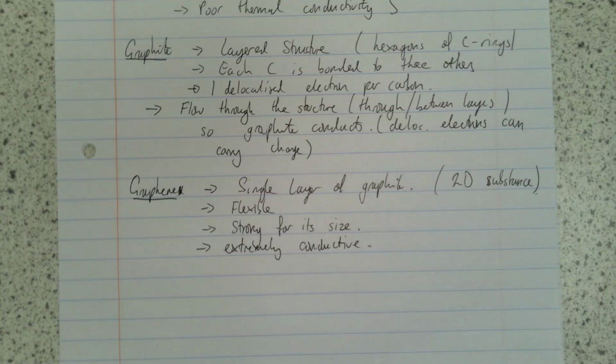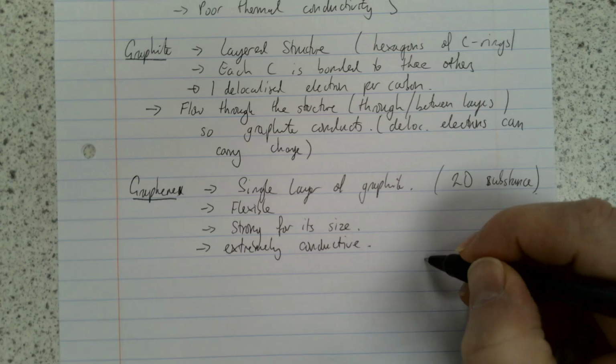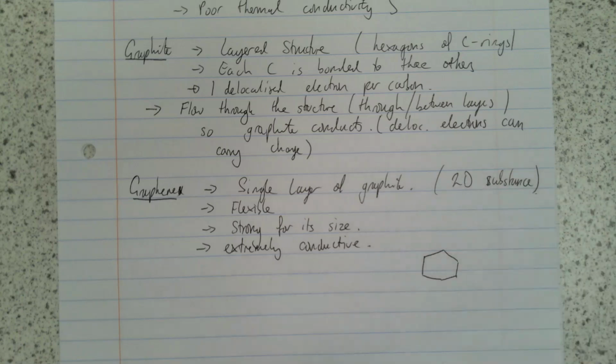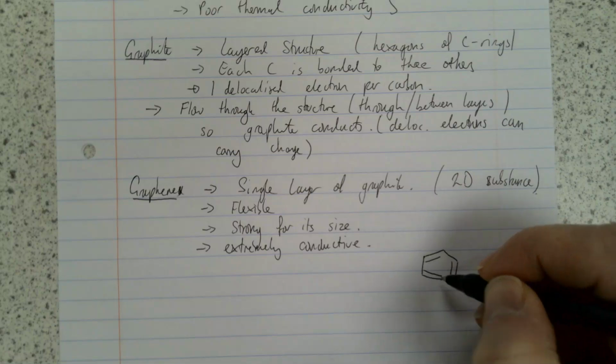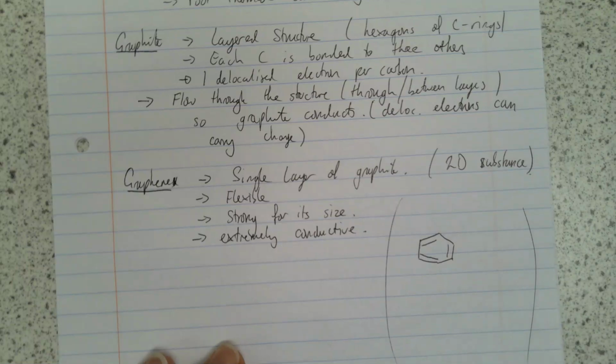So I don't want to get into the detail of this now, and delocalization and all that kind of stuff, but you will learn next year about a substance called benzene. Benzene has got 6 carbons, a bit like the hexagonal rings you get in graphite.